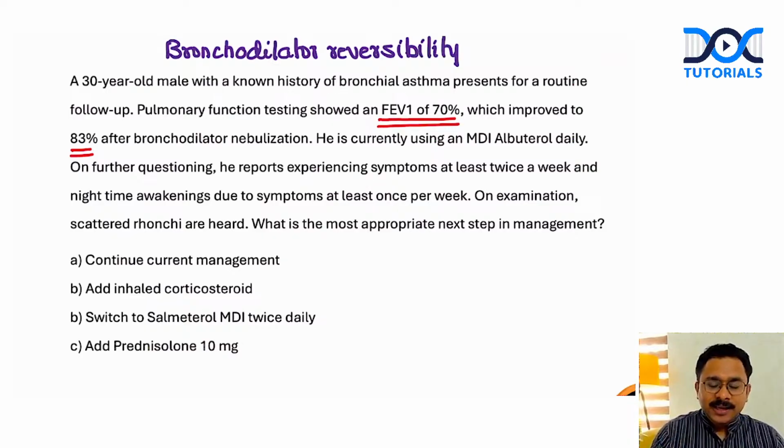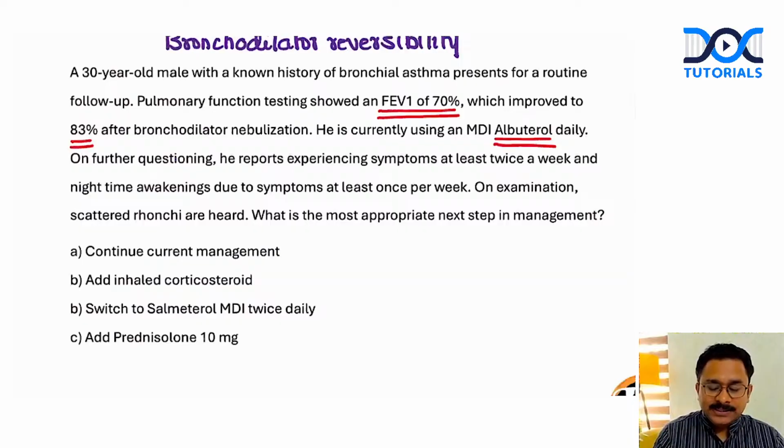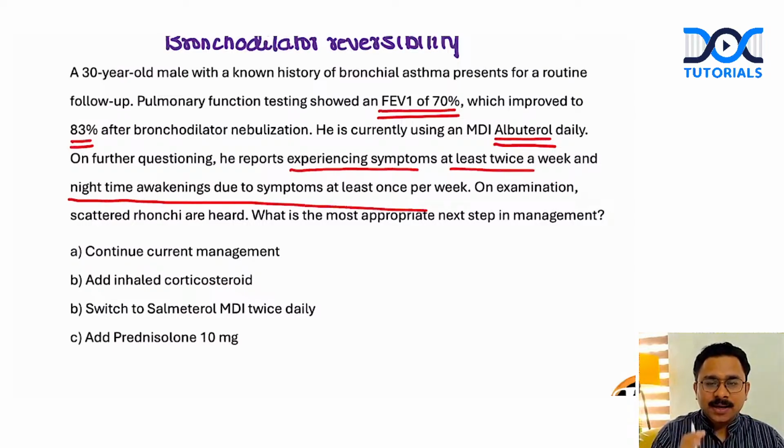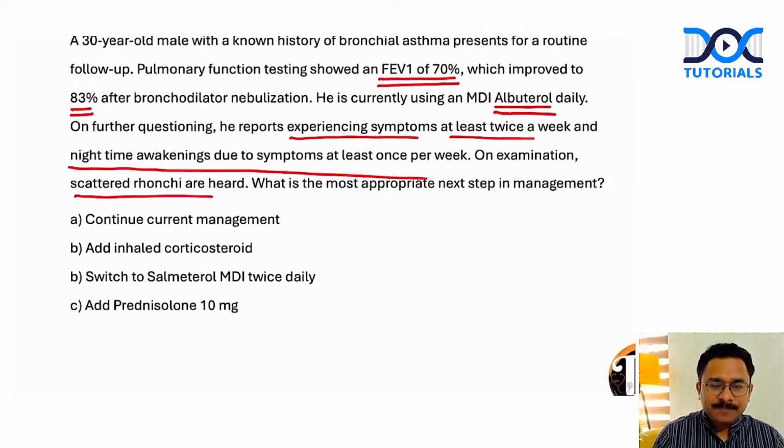Now, he is currently using a metered dose inhaler, albuterol daily, which is nothing but salbutamol. On further questioning, he reports experiencing symptoms at least twice a week and nighttime awakenings due to symptoms at least once a week. So tell me, is this controlled or not? Is the patient controlled on the metered dose inhaler? He is not controlled on the MDI. And you can see the patient is having scattered bronchi as well. So what do you think is the next appropriate step in management?